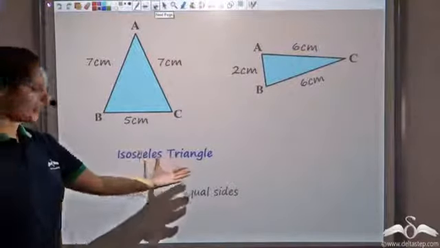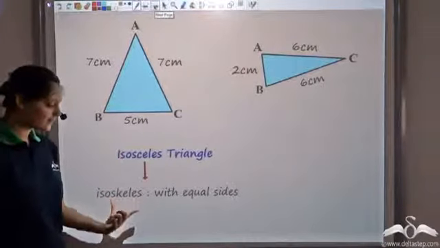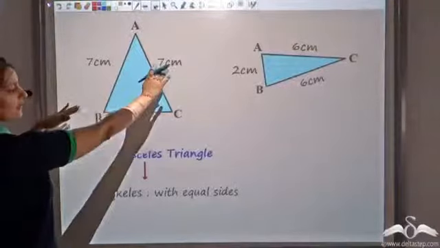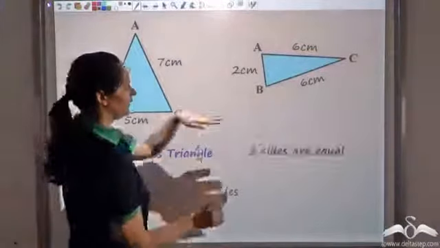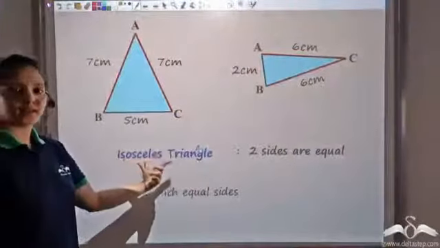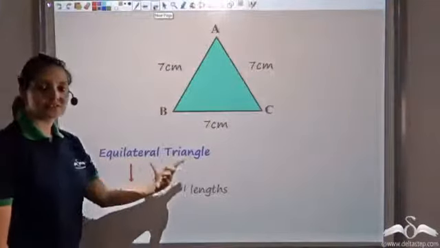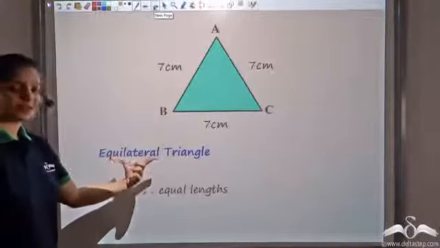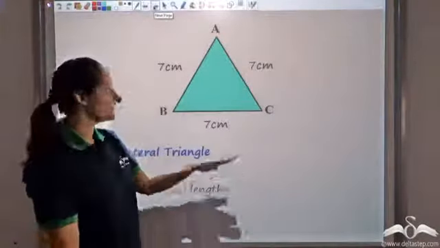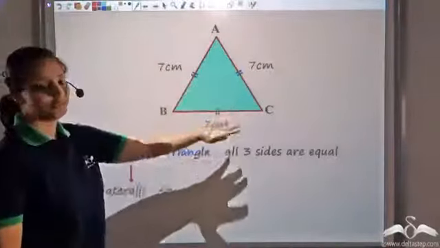So isosceles triangle. Now isosceles comes from the Greek word isoskeles, which means equal legs. So when two sides are equal, here you see 7 and 7, two equal sides. Again, here 6 and 6, two equal sides. So two equal sides, and hence an isosceles triangle. The third is an equilateral triangle. Now this word equilateral comes from a Latin word which is aequilateralis, which means equal sides. If all three sides are equal, then yes, I say that my triangle is equilateral.